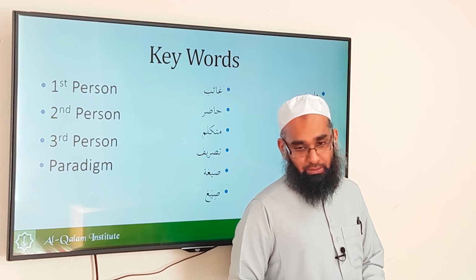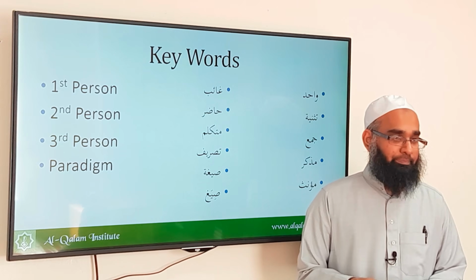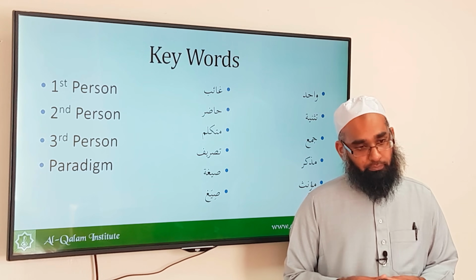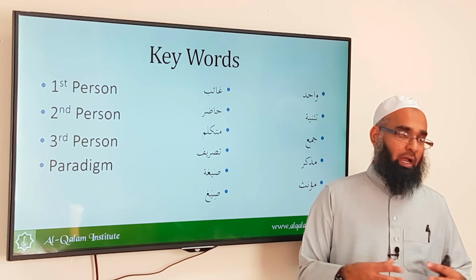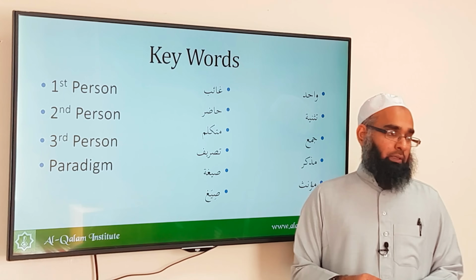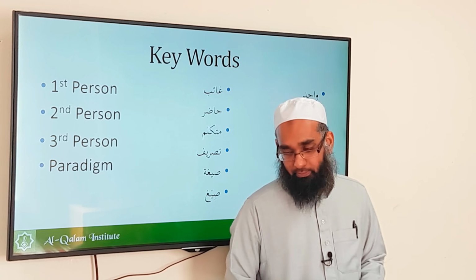Make sense? Any questions? How do you address a mixed group? You give preference to the male. That's the Arabic rule. And in Arabic there's no reference to plural for respect, like in Urdu. You just use what is in front of you. Okay? Any other questions? Okay.